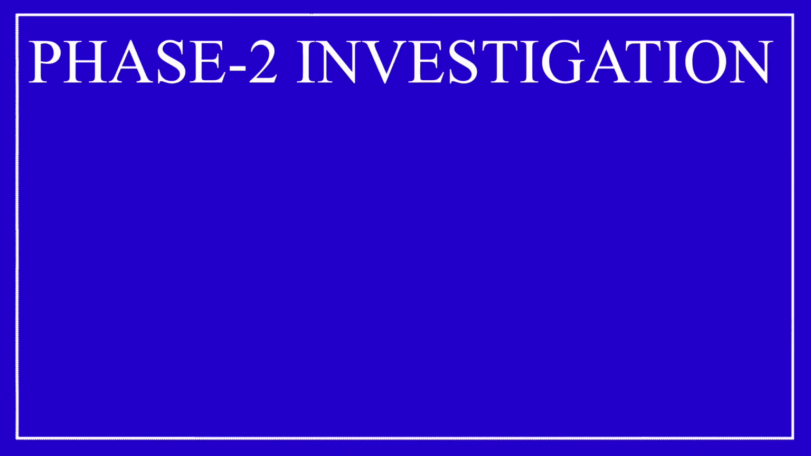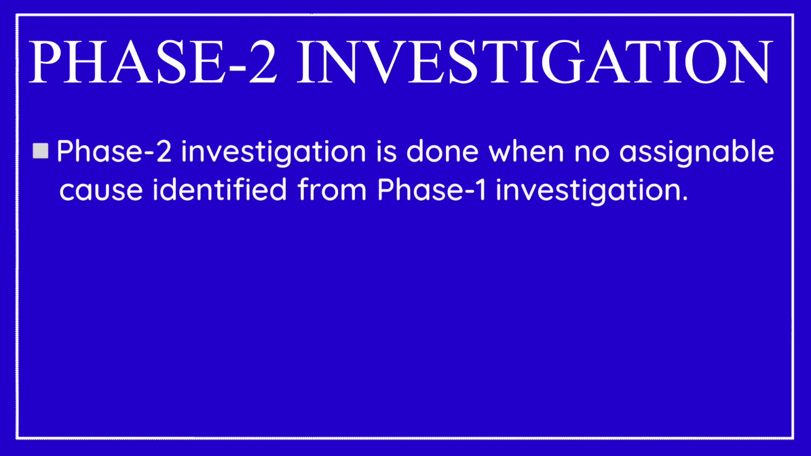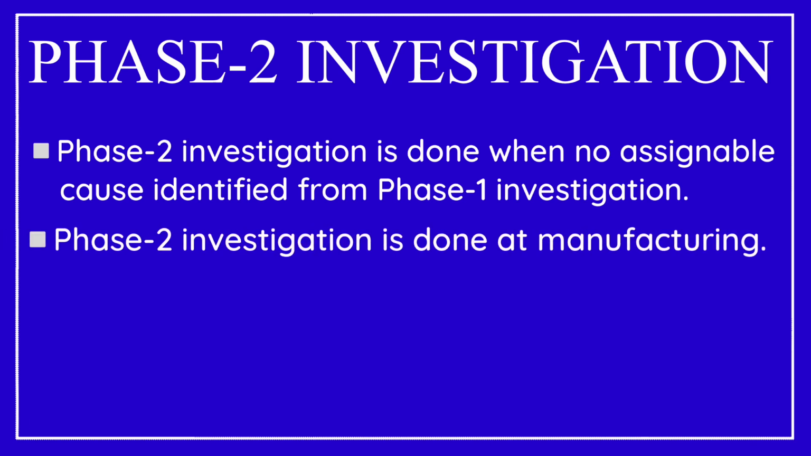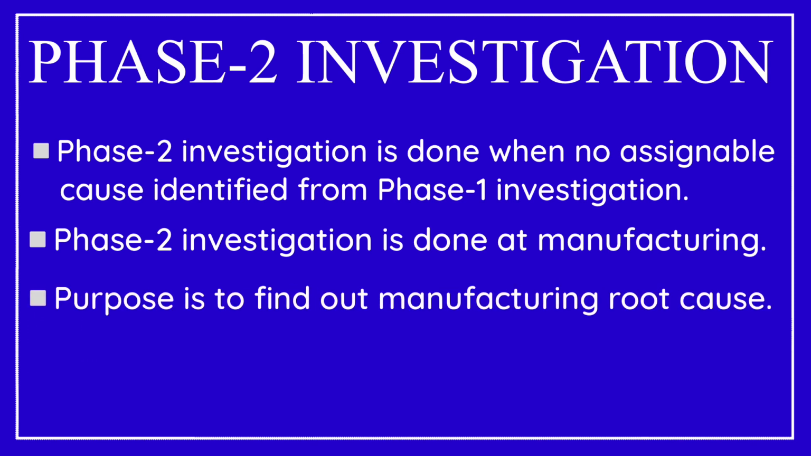Now let us understand about the phase 2 investigation. As I said, phase 2 investigation is done when we didn't get any assignable cause from the phase 1 laboratory investigation. Phase 2 investigation is generally carried out at manufacturing where a drug product was manufactured. And the main purpose of phase 2 investigation is to find out the possible manufacturing root cause. So let us see what are the things which we need to check during the phase 2 manufacturing investigation.